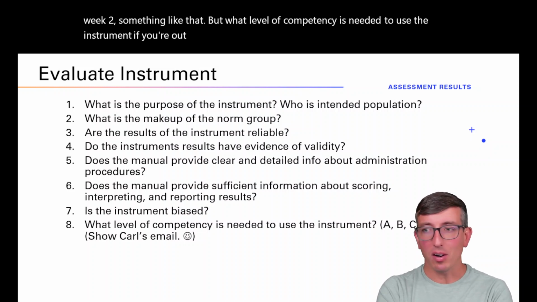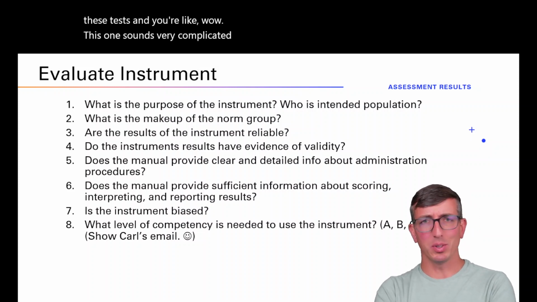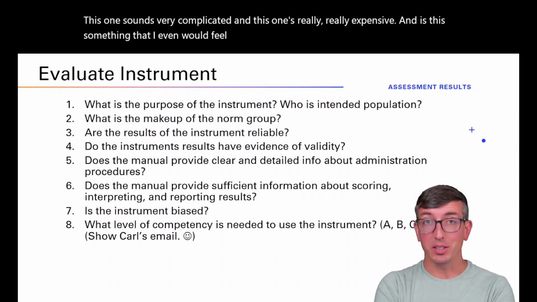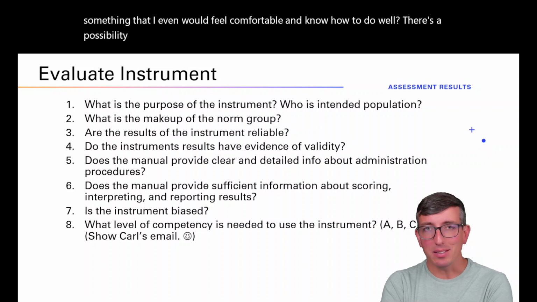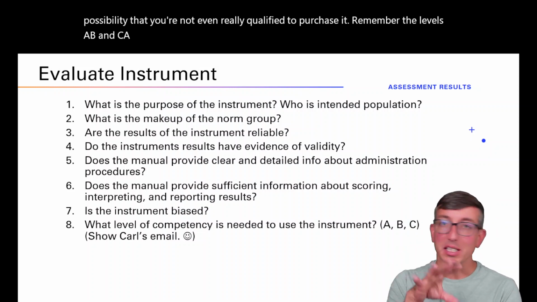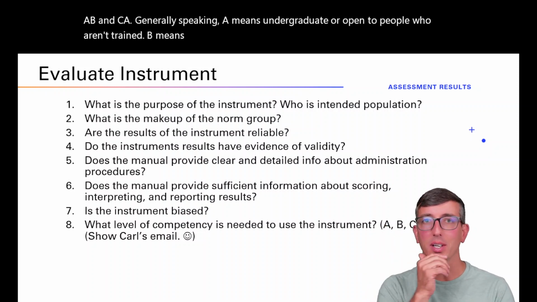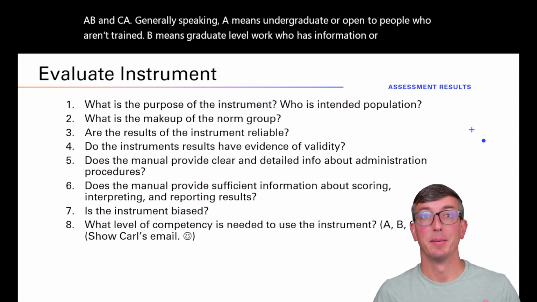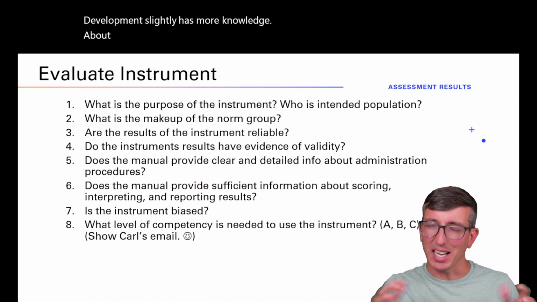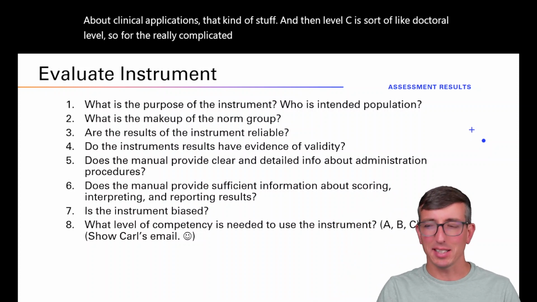If you're out on the PAR Pearson website and you're looking through these tests and you're like, wow, this one sounds very complicated, and this one's really, really expensive, and is this something that I even would feel comfortable and know how to do? Well, there's a possibility that you're not even really qualified to purchase it. Remember the levels A, B, and C? A, generally speaking, A means undergraduate or open to people who aren't trained. B means graduate level work, who has information or knowledge on test development slightly, has more knowledge about clinical applications, that kind of stuff. And then level C is sort of like doctoral level for the really complicated and high stakes tests.